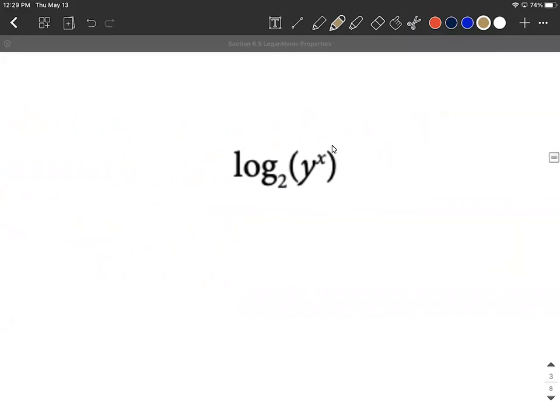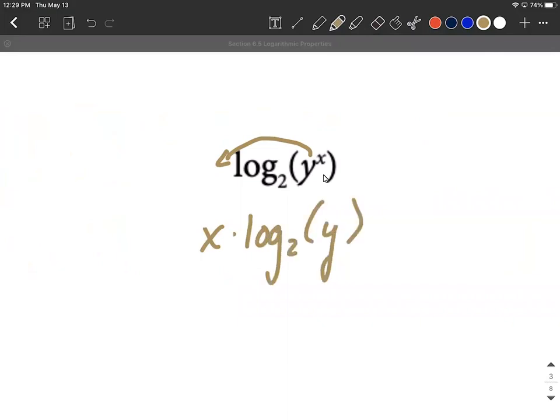Very, very similarly, don't get thrown off that we have 2 letters going on here. That same rule applies: the x can come down in front and become a multiple. Sorry, this is a log base 2. And then the y will remain inside.